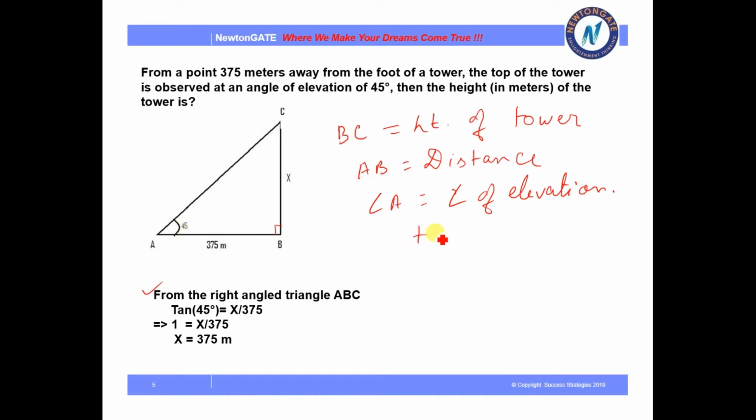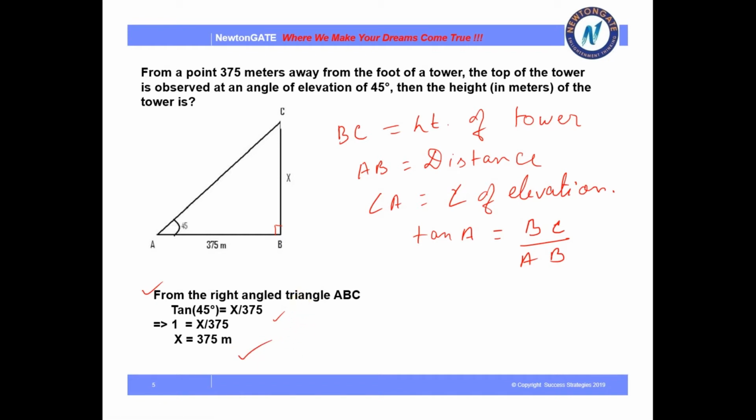So tan of A is equal to what? What do we know from the trigonometric ratios? We know that tan of A is equal to BC by AB. So what is the value of BC? The value of BC is x and the value of AB is 375. So what is the value of tan 45? The value of tan 45 degree is 1. So 1 is equal to x by 375. So we have the value of x as 375.